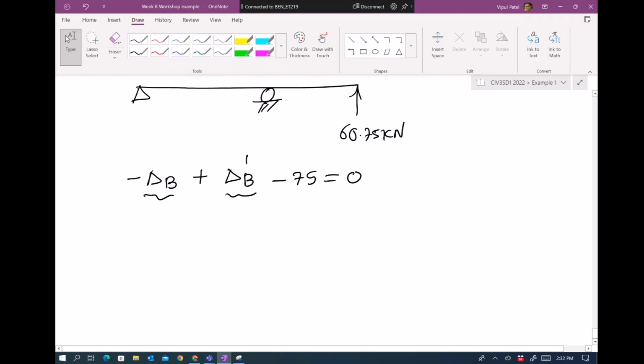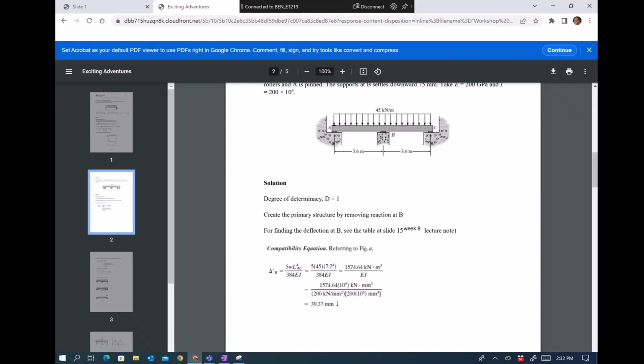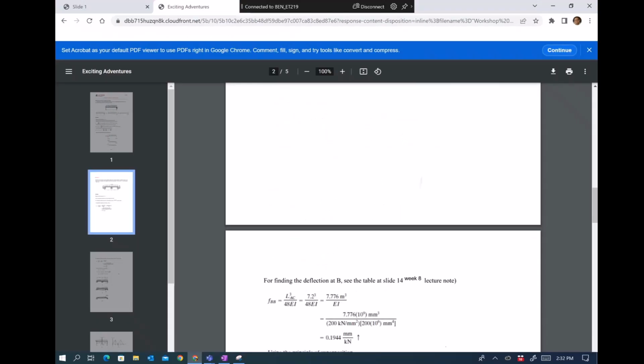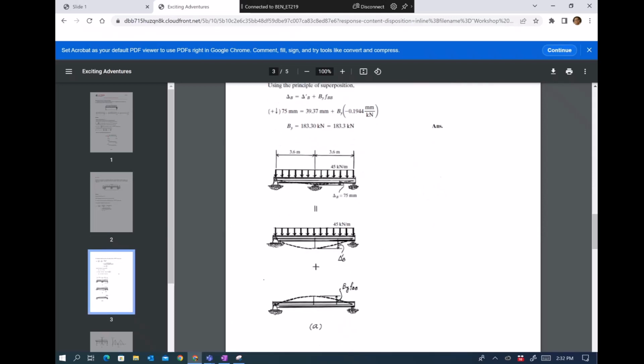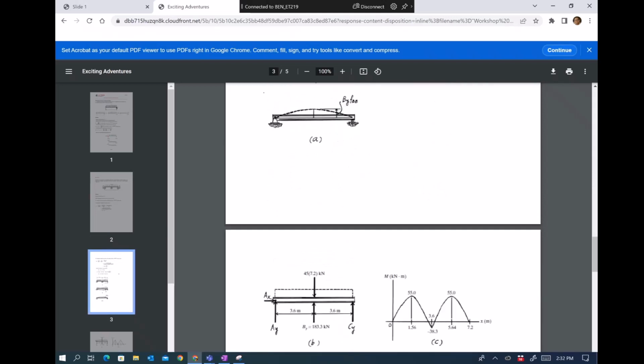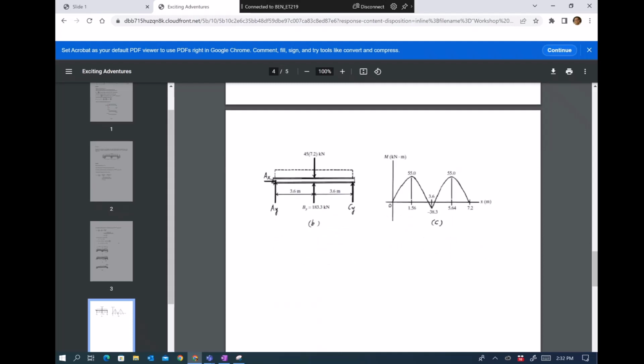But I'm not sure whether this... what's the deflection at D? Do we have an answer for that one? What is the reaction at C? No, reaction at C. They don't have it.